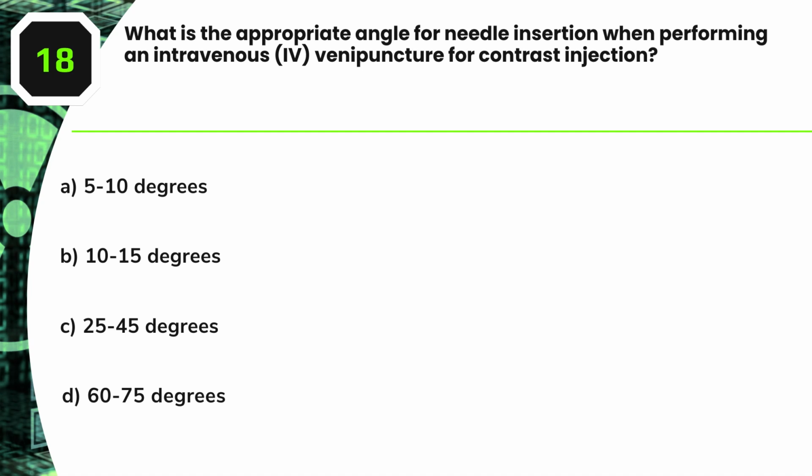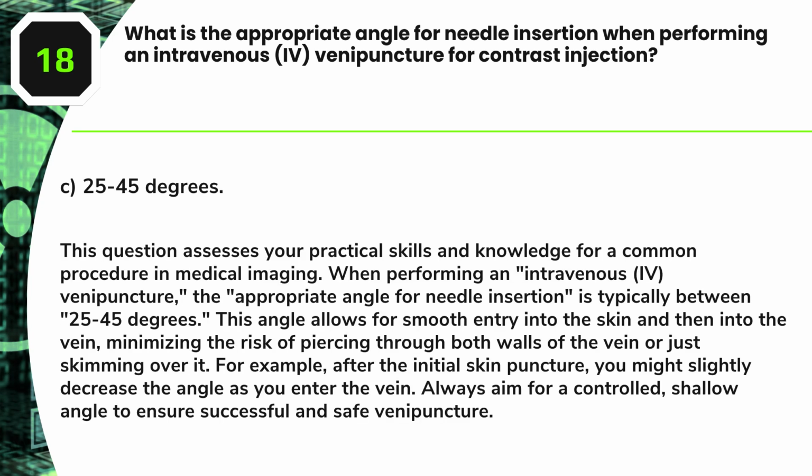Question 18. What is the appropriate angle for needle insertion when performing an intravenous, venipuncture for contrast injection? A. 5 to 10 degrees. B. 10 to 15 degrees. C. 25 to 45 degrees. D. 60 to 75 degrees. Answer, C. 25 to 45 degrees.